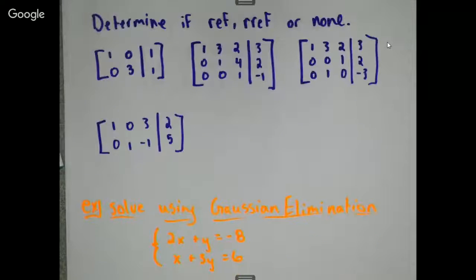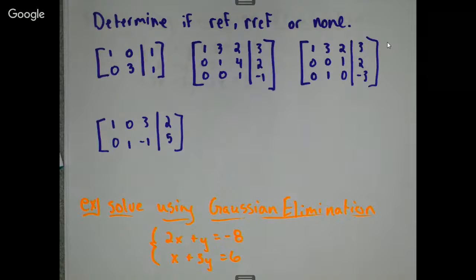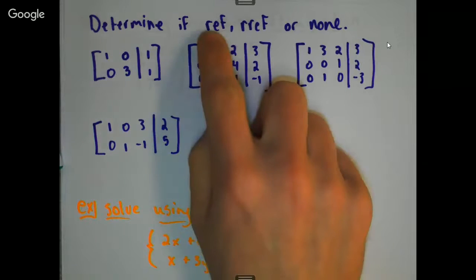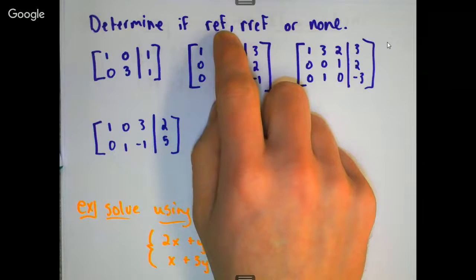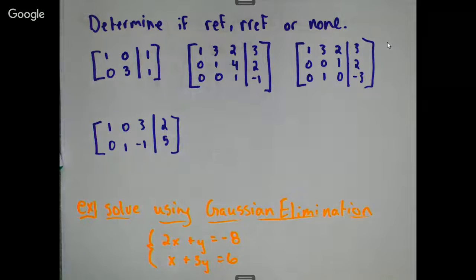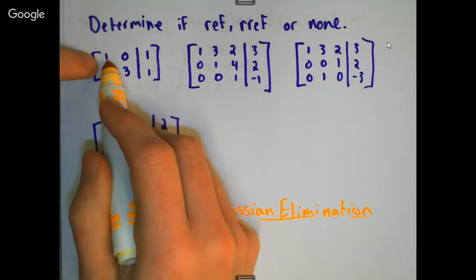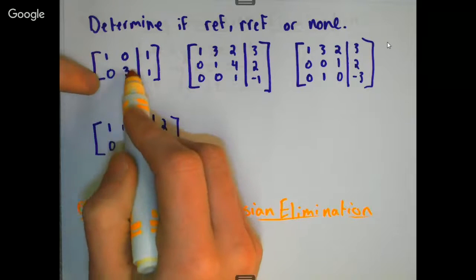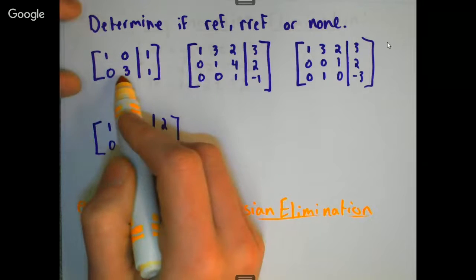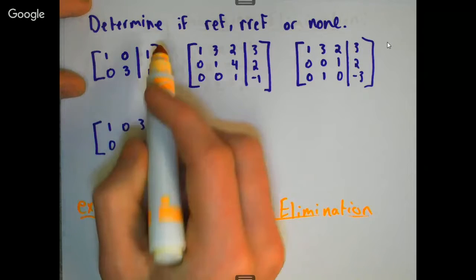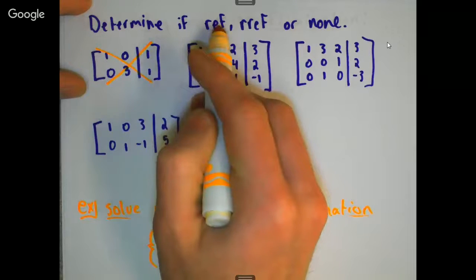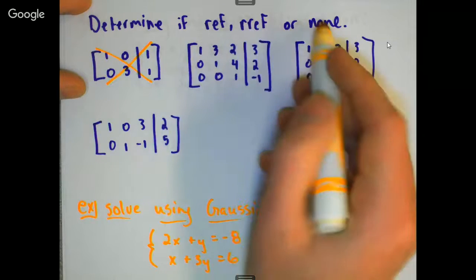Let's determine if these are REF, RREF, or neither. Now remember, this is row echelon form. Your zero rows are at the bottom, and you have your leading ones going down the diagonal. If we look at this first one here, I don't have any all-zero rows, so that's good. I've got a leading one, and the rest can be numbers. Now here, this is not a 1. Remember, my first non-zero number has to be a 1. So this can't be REF, so it is neither.